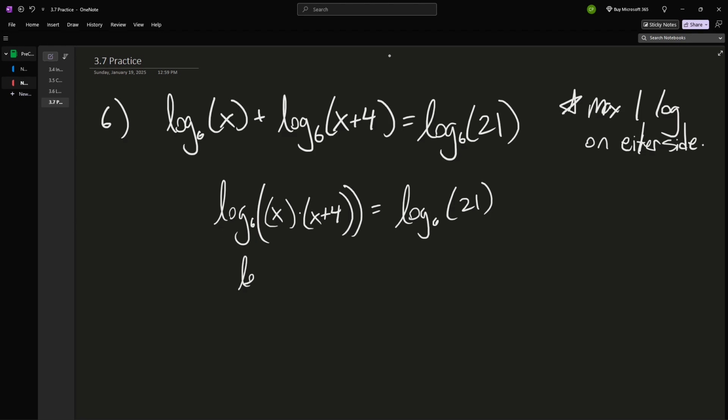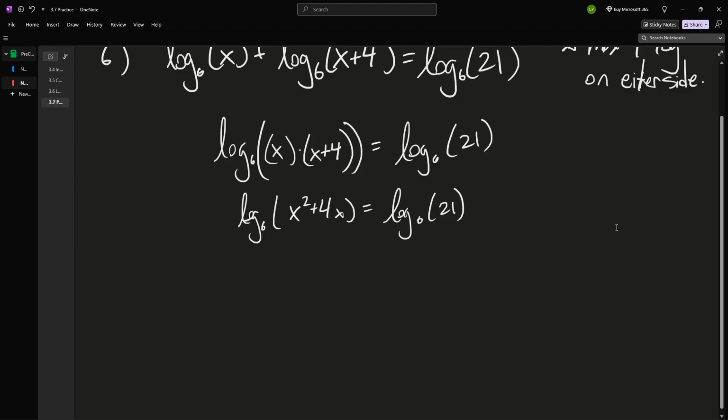Here we just multiply it inside and clean it up: log base 6 of x squared plus 4x equals log base 6 of 21. At this point, this is something I said in class: logs are functions, and functions mean that if I give the same input, I will get the same output. Like if f of 4 equals 21, every time I put in 4, it'll always be 21. It's not all of a sudden going to give me 20 or negative 10 one time. Functions will never change. If I give the same exact input, I'll always get the same exact output.